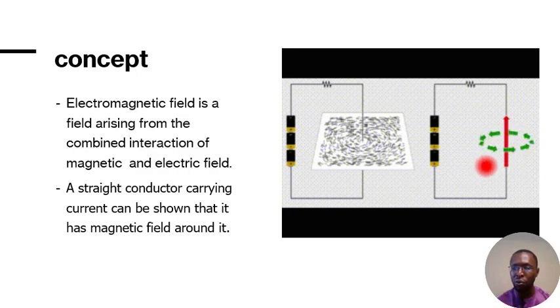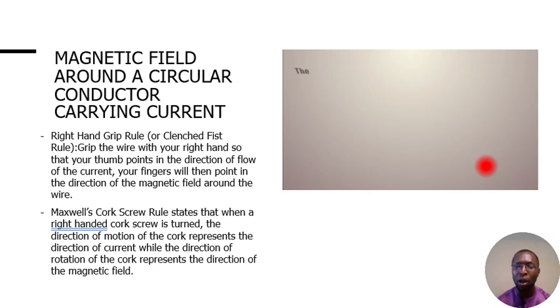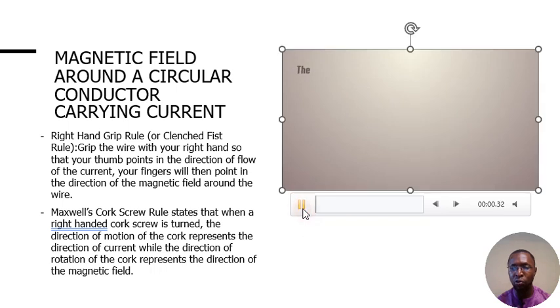But then, two scientists propounded a law, or rule rather, that guided the direction of the current and also the direction of the magnetic field. And the first was propounded by Clench. His rule was known as right hand grip rule or clenched fist rule. Now let's take a look at this rule.